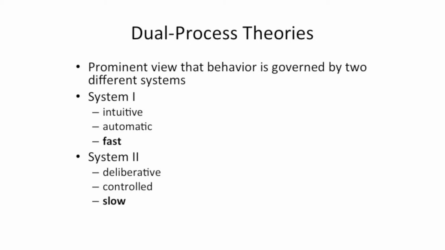System two, on the other hand, is more the deliberative, controlled, and importantly, the more slow system. So the idea is that in some situations, both systems may be at work, and you may make a quick, fast decision, or you may detect some conflict, perhaps, and then slow down and make a more deliberative decision.